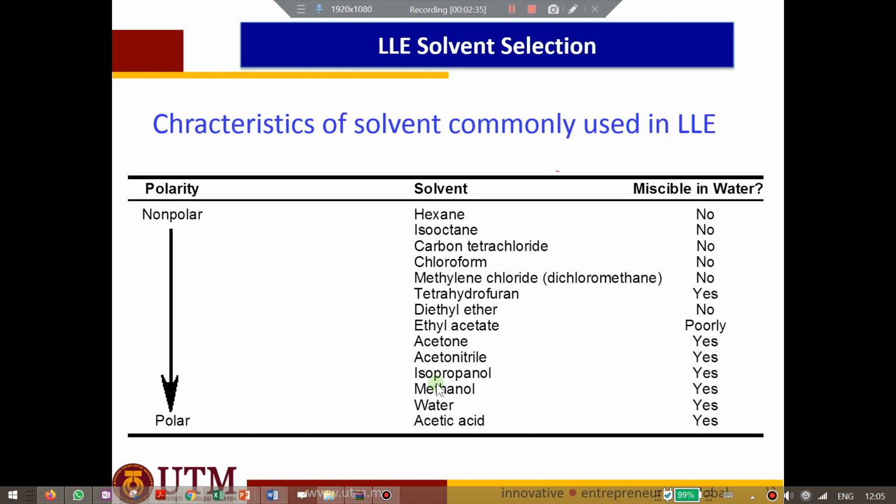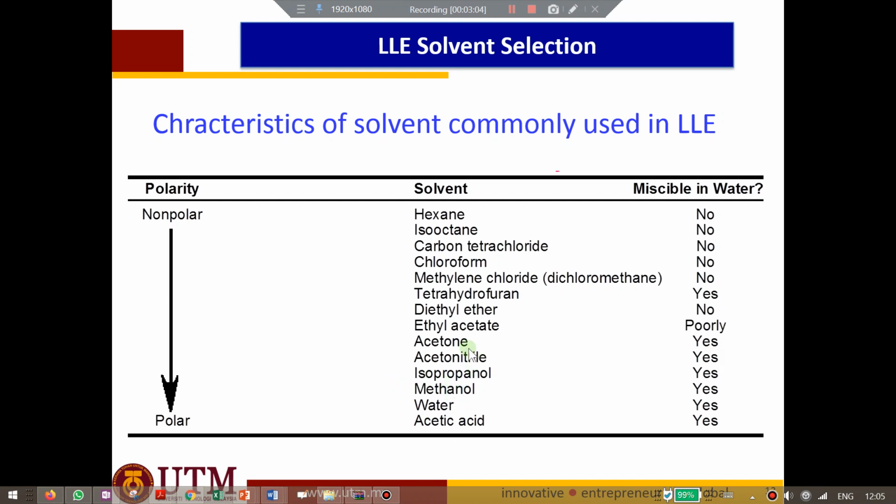Let's say you use gas chromatography. In gas chromatography, it is not advisable to use water to inject into your system, because water has a very high polarity and very high back pressure. So dia akan rosakkan kolom. So you cannot use water as the solvent of extraction if you use gas chromatography.